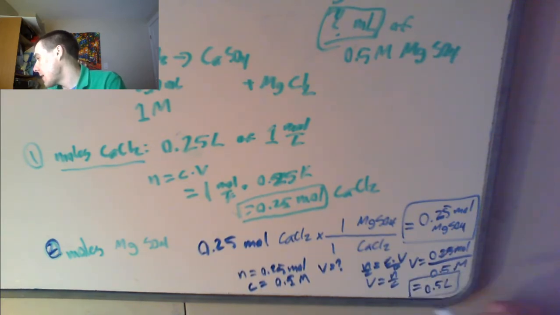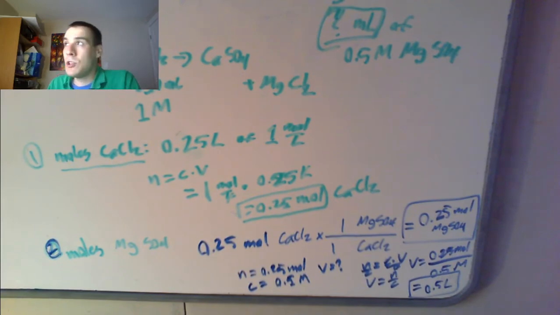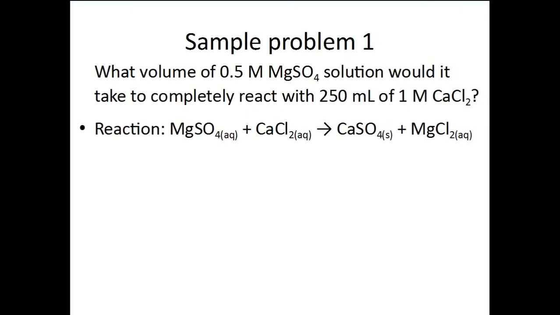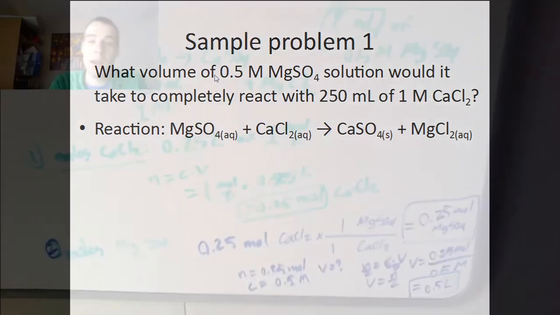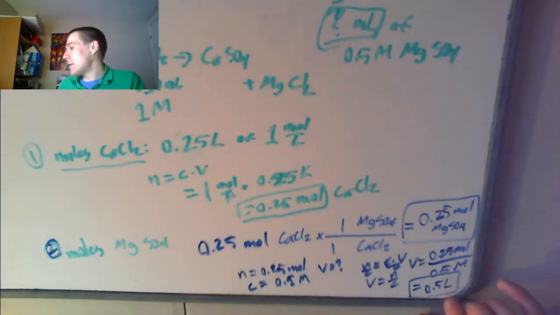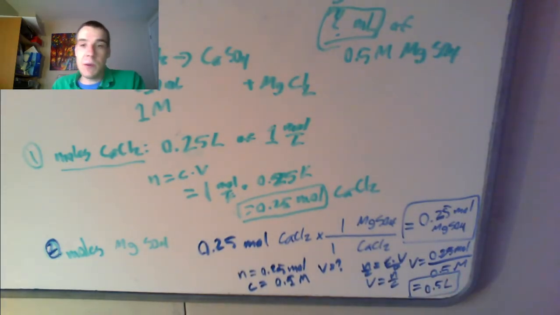I need half a liter of that stuff, which should intuitively make some sense. If we go back to our initial question, this is twice as concentrated. It's 1 mole per liter versus this stuff, which is 0.5 moles per liter. So if it's twice as concentrated, we need twice as much of this stuff, because this is half as strong and it's a 1-to-1 ratio. So we kind of predict 500 mils anyway, and our answer in 3-step stoichiometry gives us 0.5 liters.